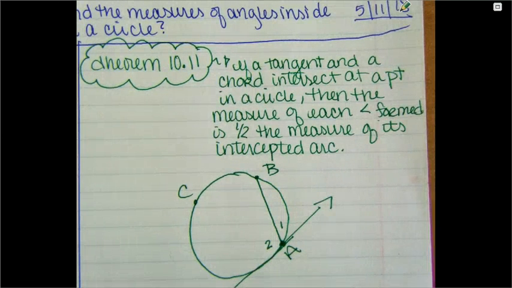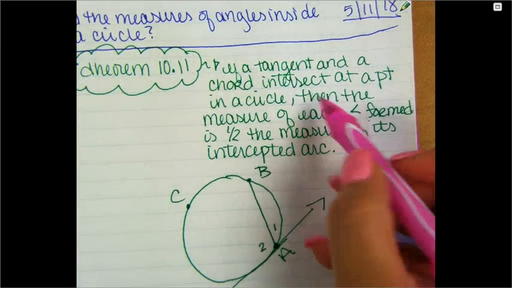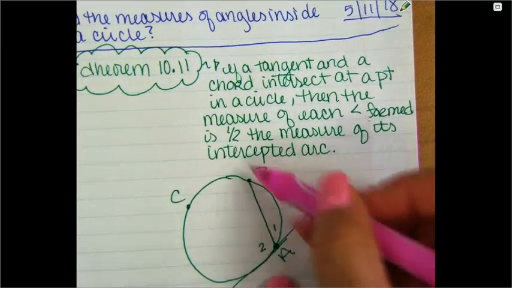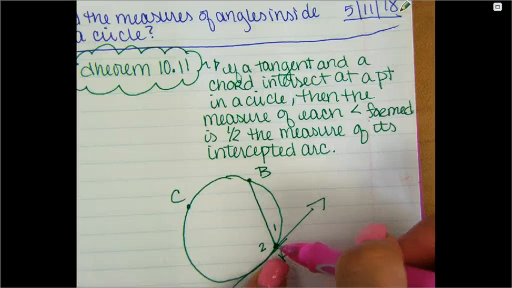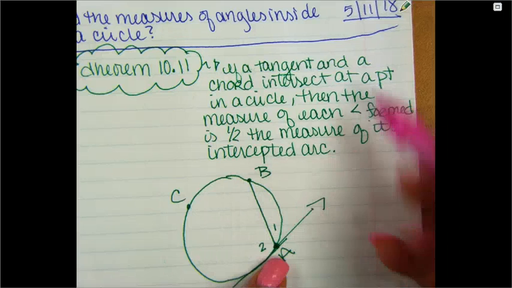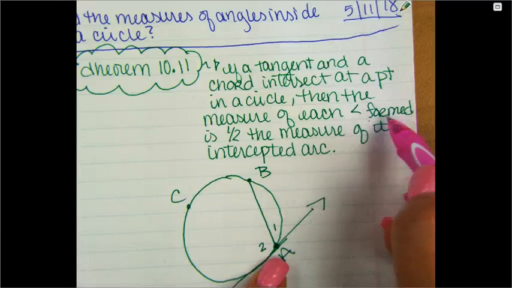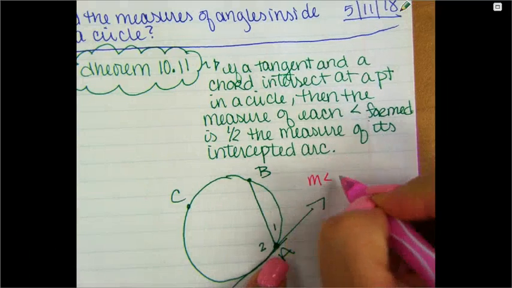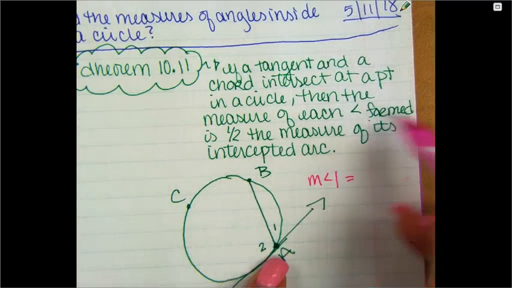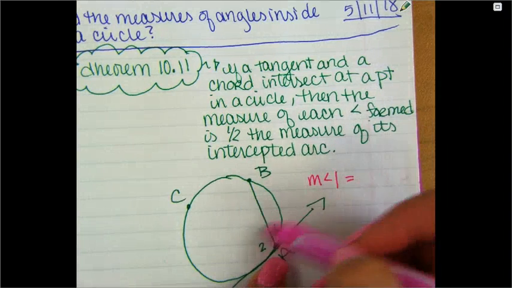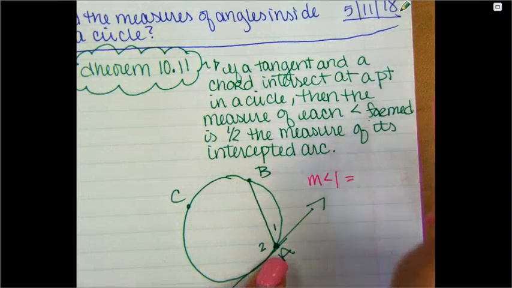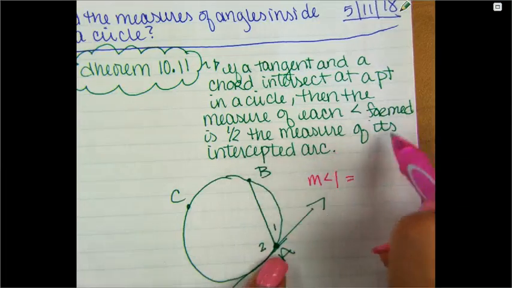You need to know what these mean, because you'll just see these pictures and get stuck. So what this says is that if a tangent and a chord, here's your tangent, here's your chord, intersect at a point, they're intersecting at point A, correct? Then the measure of each angle formed, there's 2 angles, 1 and 2. That's all the angles there are. Is half the measure of its intercepted arc.